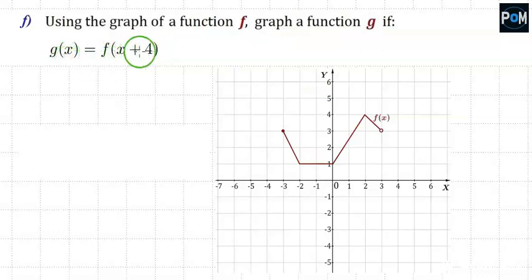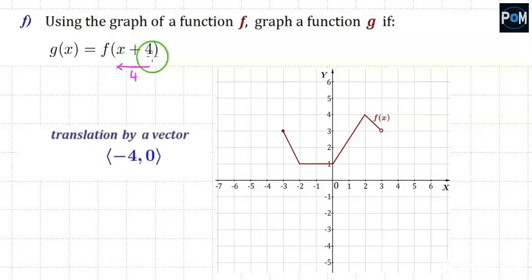The shift in parentheses is +4. So we move horizontally, and since it's a plus, we move to the left. These horizontal shifts go the opposite way. 4 units to the left, in other words, by the vector -4, 0. Each of these characteristic points we move 4 units to the left. We move this dot 4 units to the left, this same with this dot, this one, and finally this one. We connect these points together and get a graph of function g. That is this graph shifted by 4 units to the left.